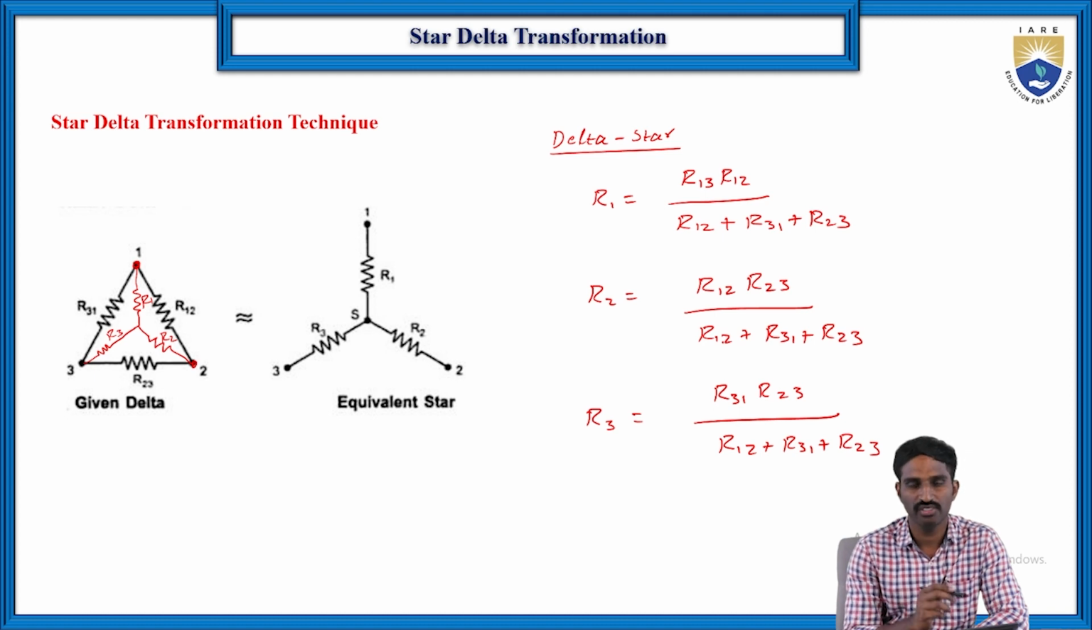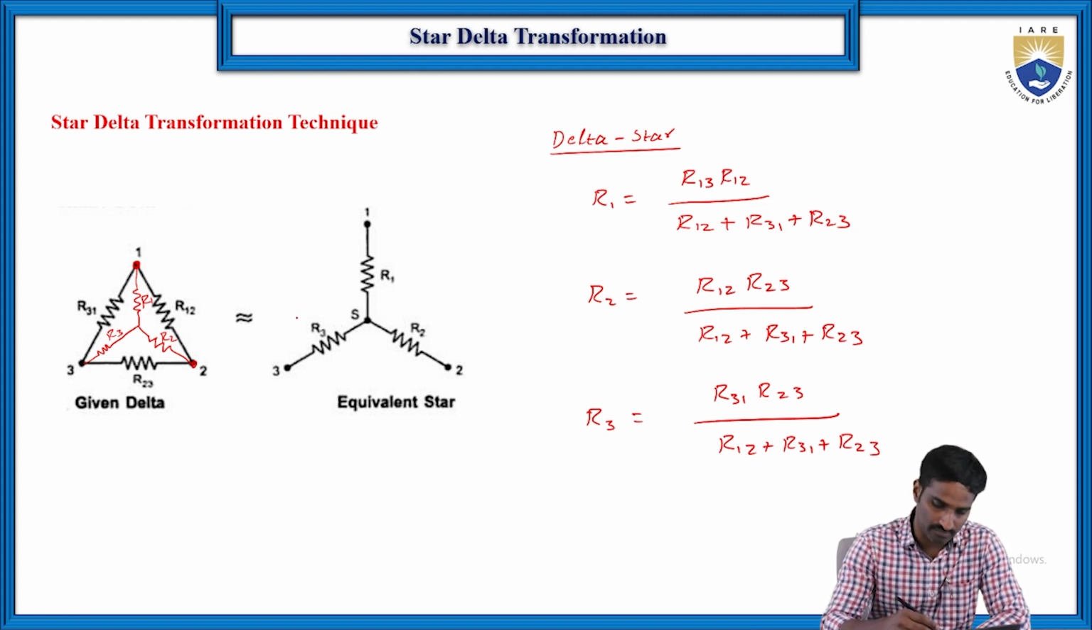So this derivation we have already discussed in the previous classes, so you can just go through the previous videos, then you will get to know how we got R1 is equal to R13 R12 by R12 plus R31 plus R23, something like this, right? Now suppose if there is a star, and this star we want to transform into delta, then how can we do it?